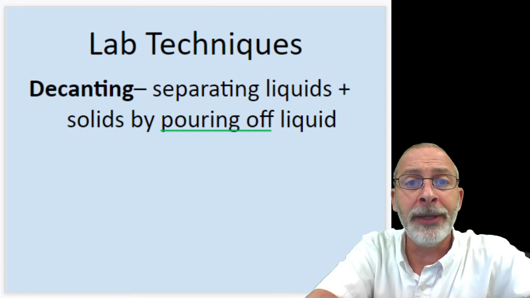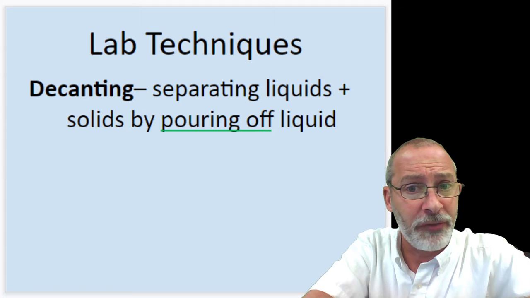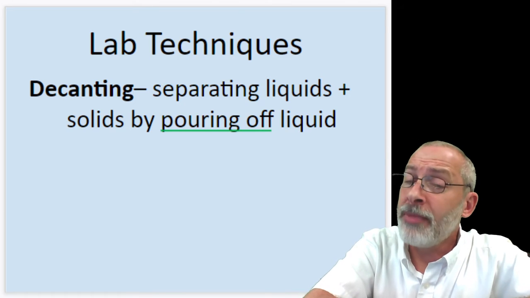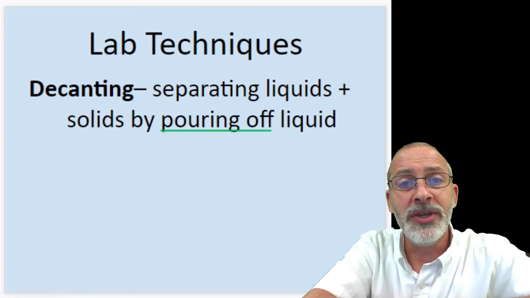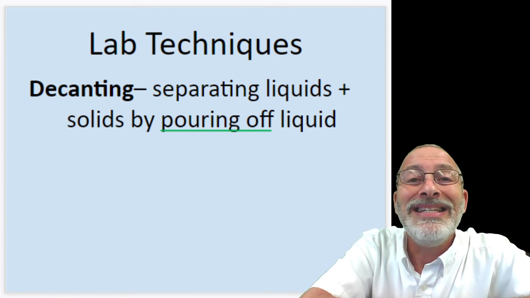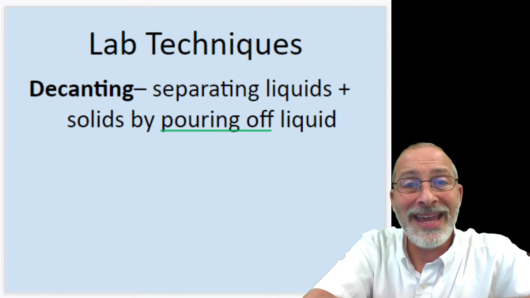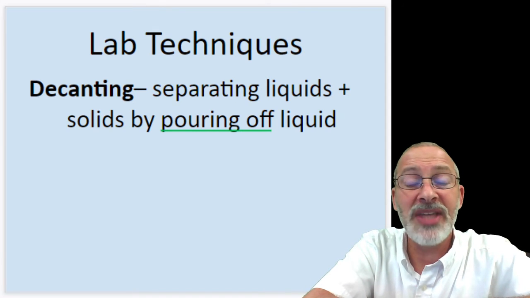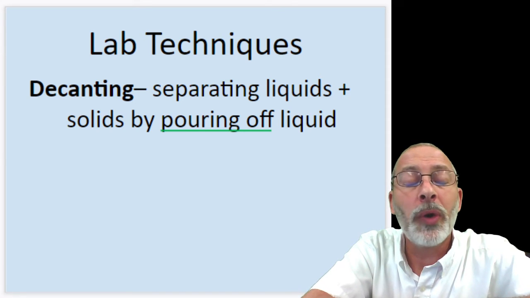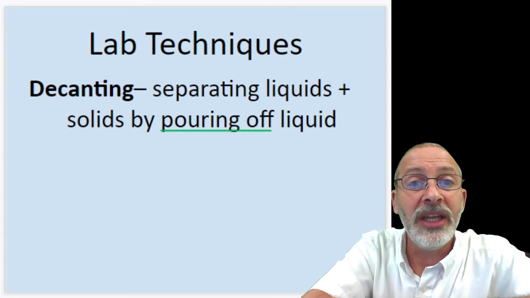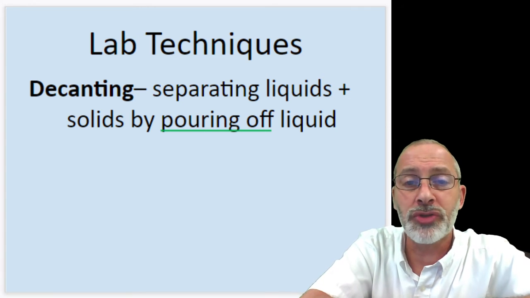So let's begin with a word that you may not have heard of before, but you may actually have done it many, many times. And this word is called decanting. Decanting can be defined as separating liquids and solids by pouring off the liquid. Well, what do I mean by that? Well, let me give you an illustration.